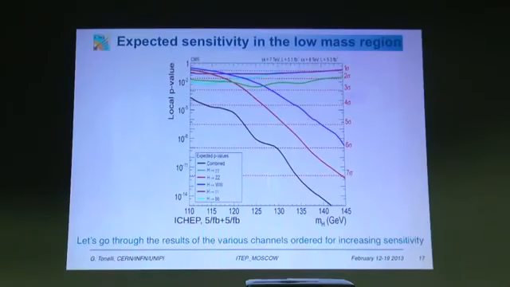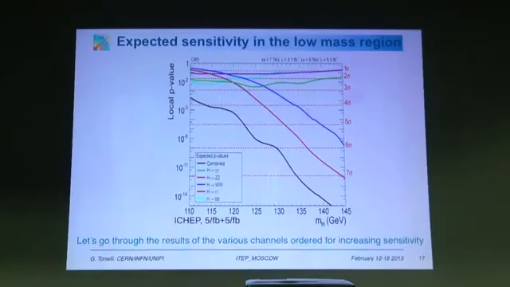First of all, before moving to this, I give you some hint of the expected sensitivity. Now I concentrate the attention on the low mass region. We are exploring 110 to 145. These are the expected sensitivities for different channels versus mass for a data set, which is the data set we presented at ITEP in May: 5 inverse femtobarn in 2011 at 7 TeV plus 5 inverse femtobarn in 2012 at 8 TeV. This was the data set we had.